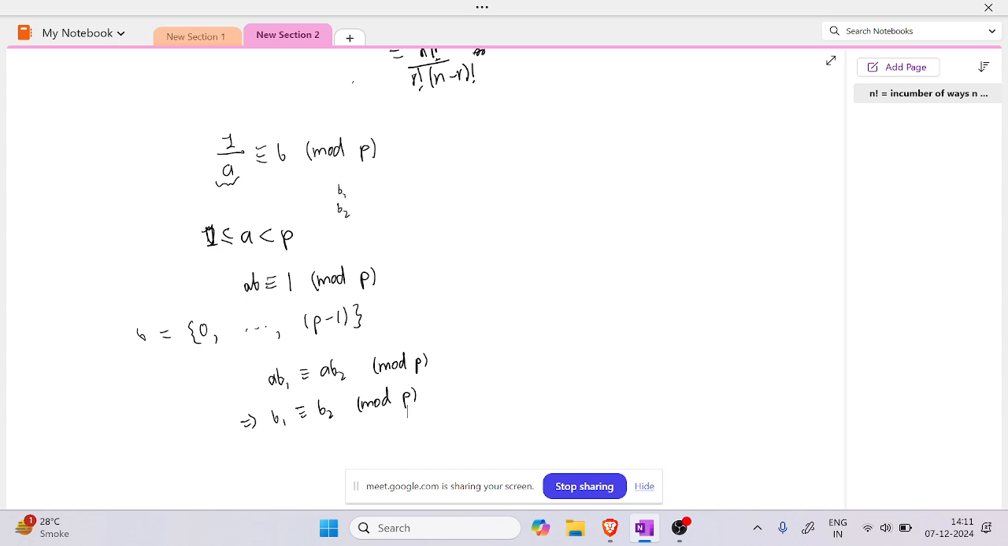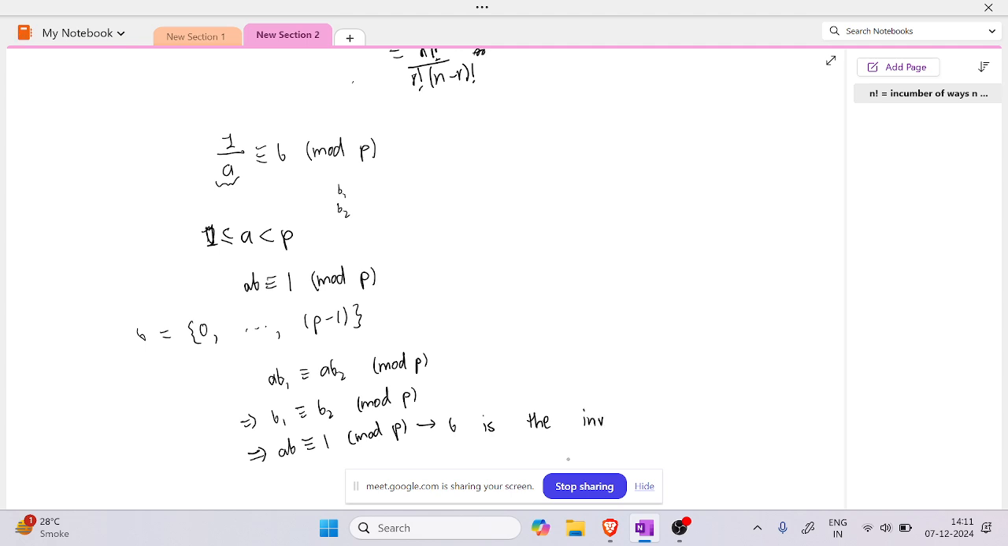So basically, for different b's you get different values of ab. Since there are p different b's and p different values, each value must have been achieved exactly once, and 1 is also one of those values, so 1 also must have been achieved exactly once. So there exists some b such that ab is congruent to 1 mod p, and we call this b the inverse of a.